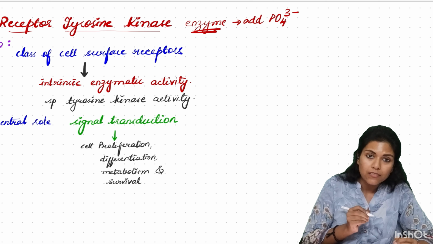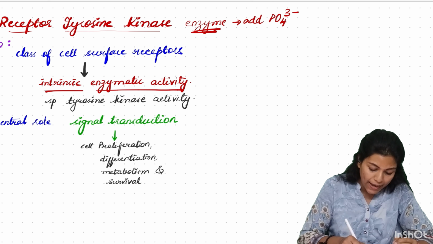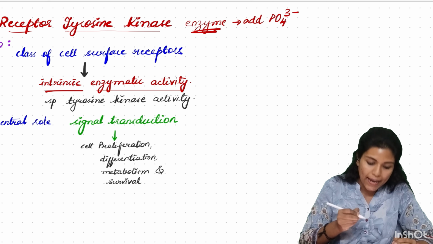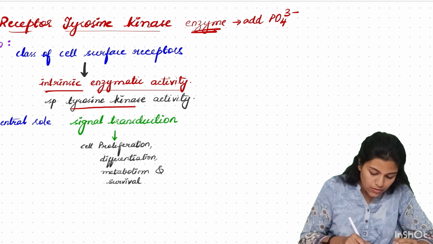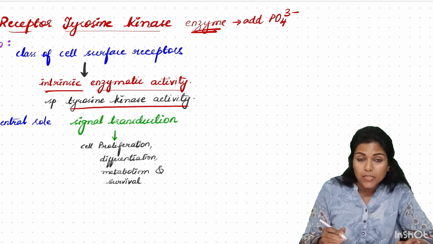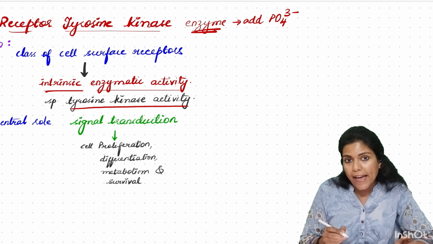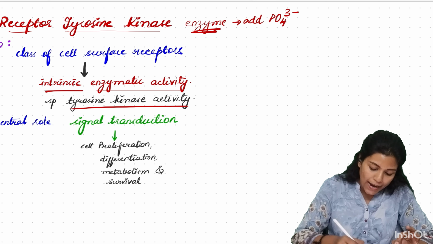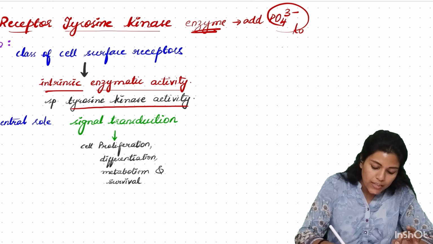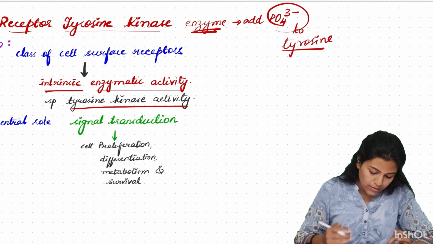Therefore, these receptors have inbuilt, intrinsic, enzymatic activity. That enzymatic activity is specifically tyrosine kinase activity. Therefore, the receptor is named receptor tyrosine kinase. A receptor with kinase activity means it will add phosphate to the tyrosine. Therefore, it is called a tyrosine kinase, receptor tyrosine kinase.